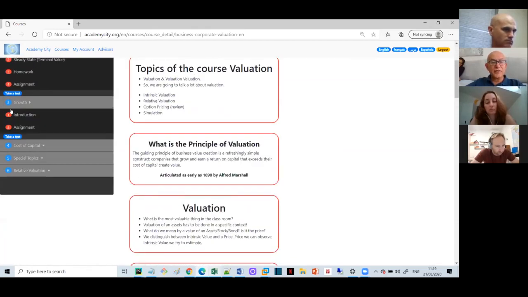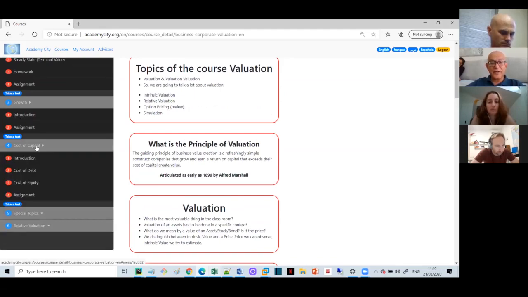And when you study about growth, you really go into depth, what it really is. Cost of capital, what does it really mean? This is financial statement analysis. It's usually a course you should take before you take corporate valuation. It's preparing for that. And you have a business simulation.